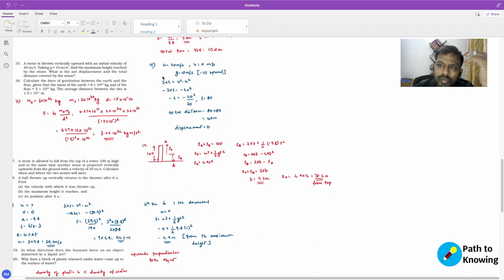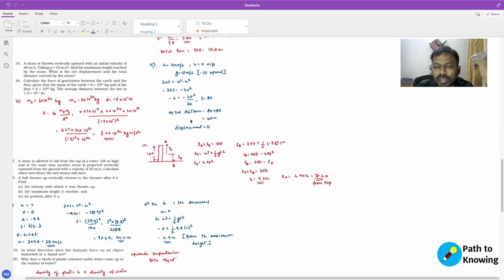So with this, you can apply the third equation of motion, which is 2as equals v squared minus u squared, and when you apply this, you will find that the distance covered by this object is 80 meters, one way from the bottom till the maximum height. So the total distance has to be 2 times 80, because it goes 80 meters up and 80 meters down, so it has to be 160 meters.